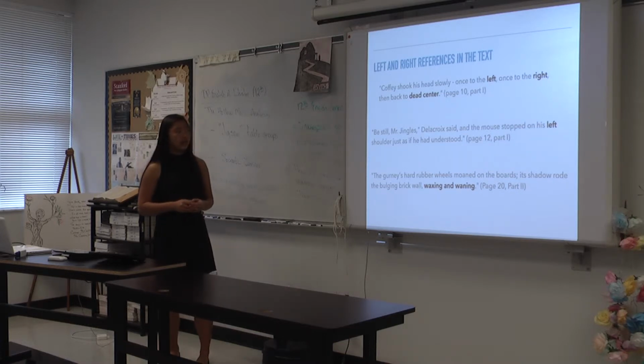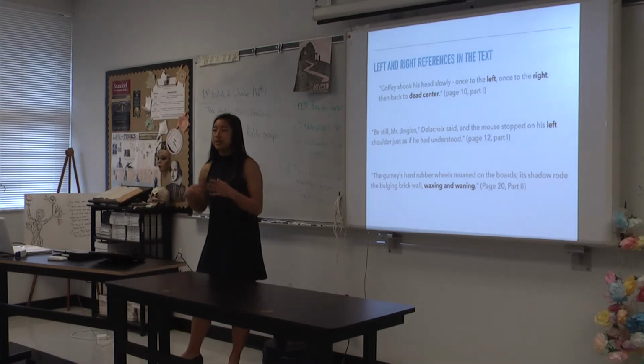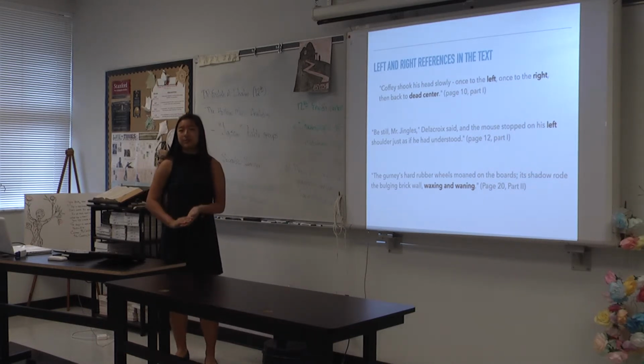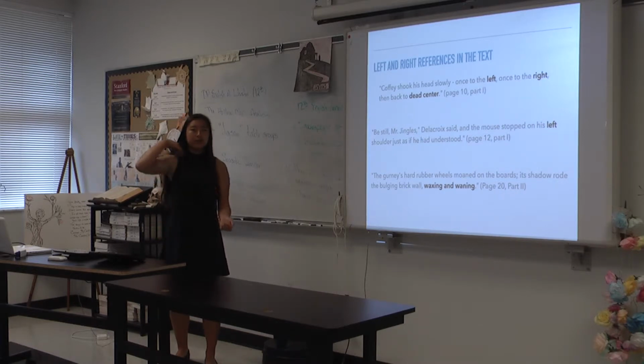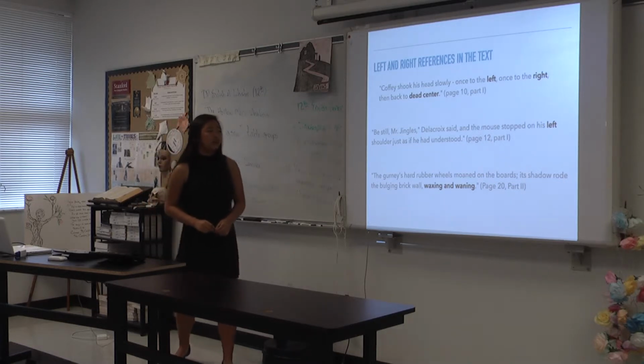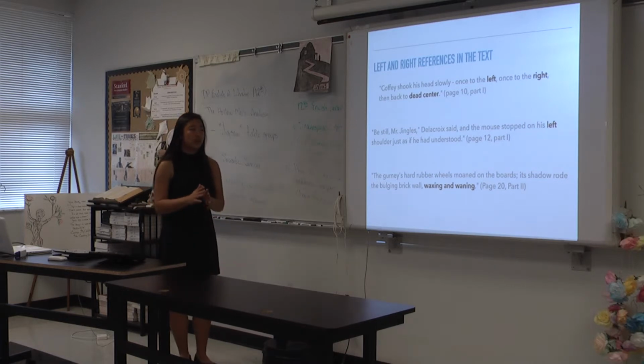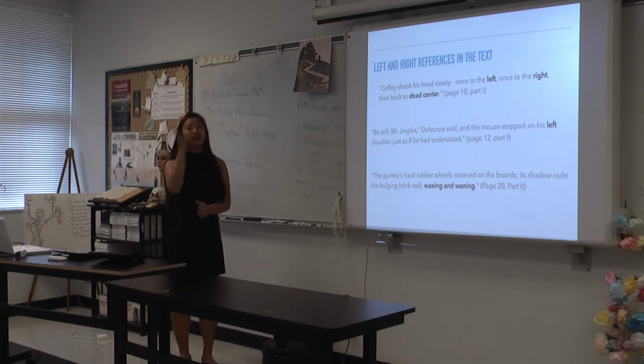And then there is Mr. Jingles and Delacroix, how Mr. Jingles interacts with Delacroix. Delacroix taught Mr. Jingles a trick where he is on his right hand and he crawls over to his left shoulder, so going from death to life. And then there's the gurney holding Bitterbuck's dead body while going down the tunnel. And we see the shadow waxing and waning, so going left and right again.